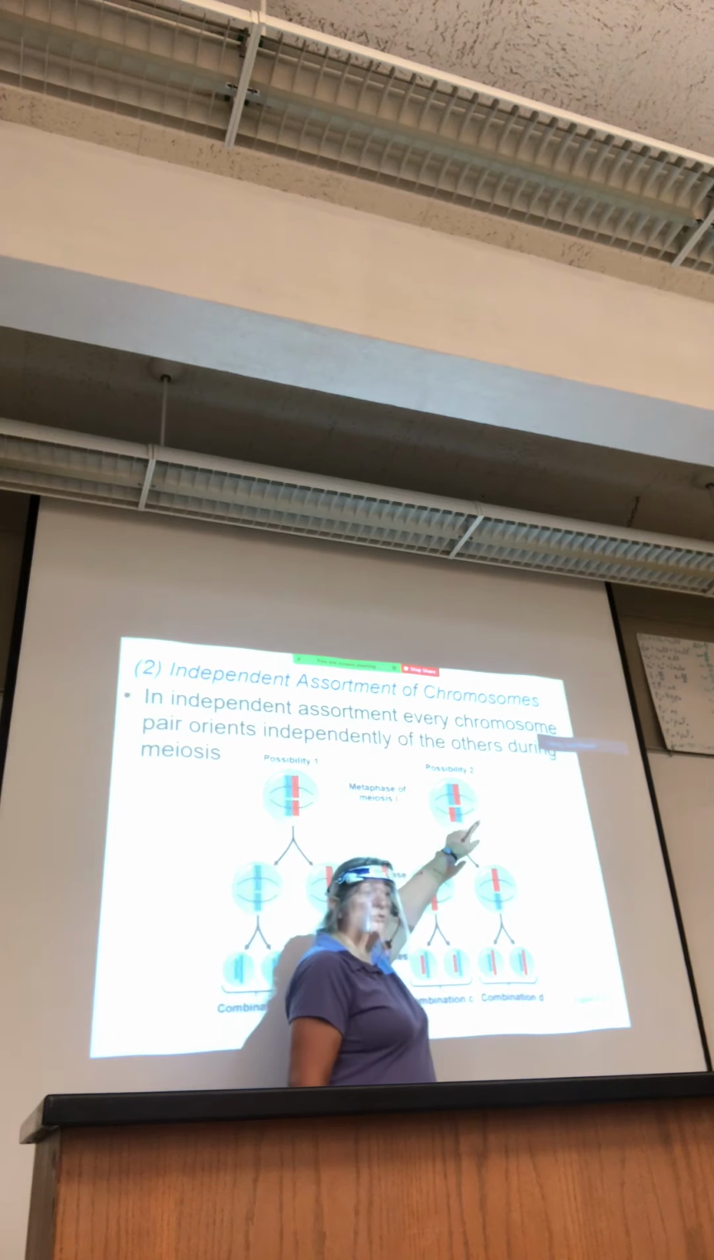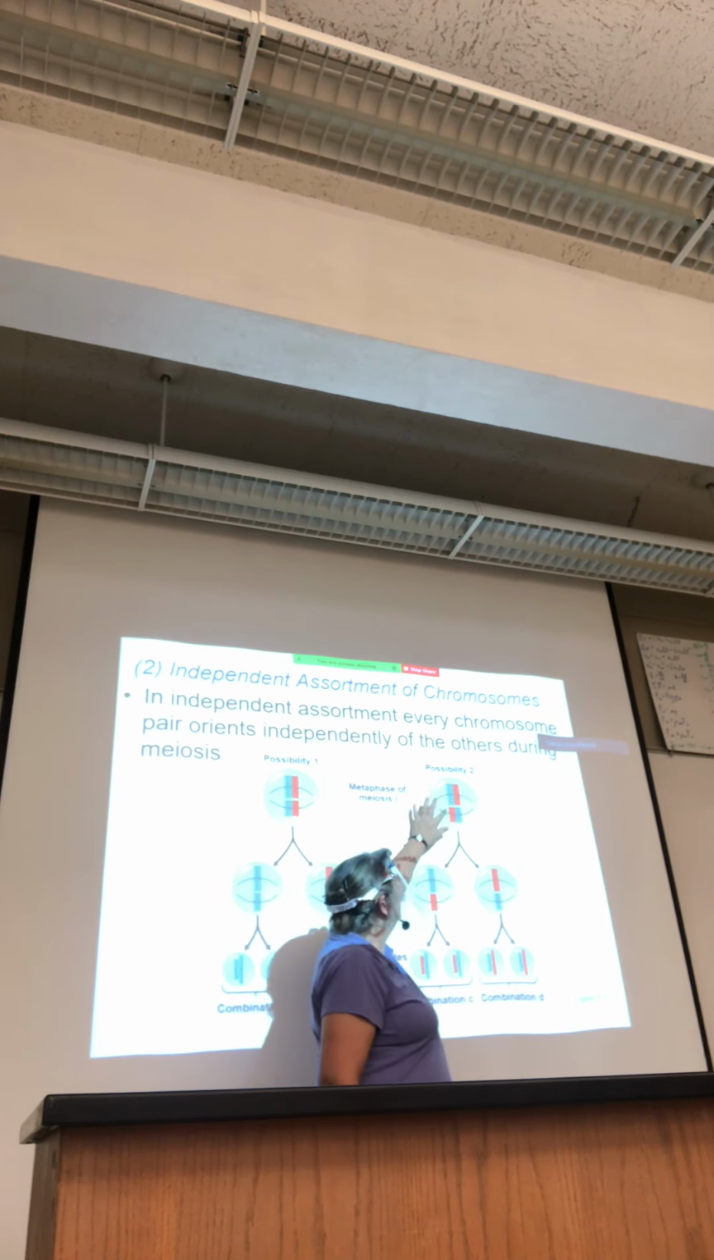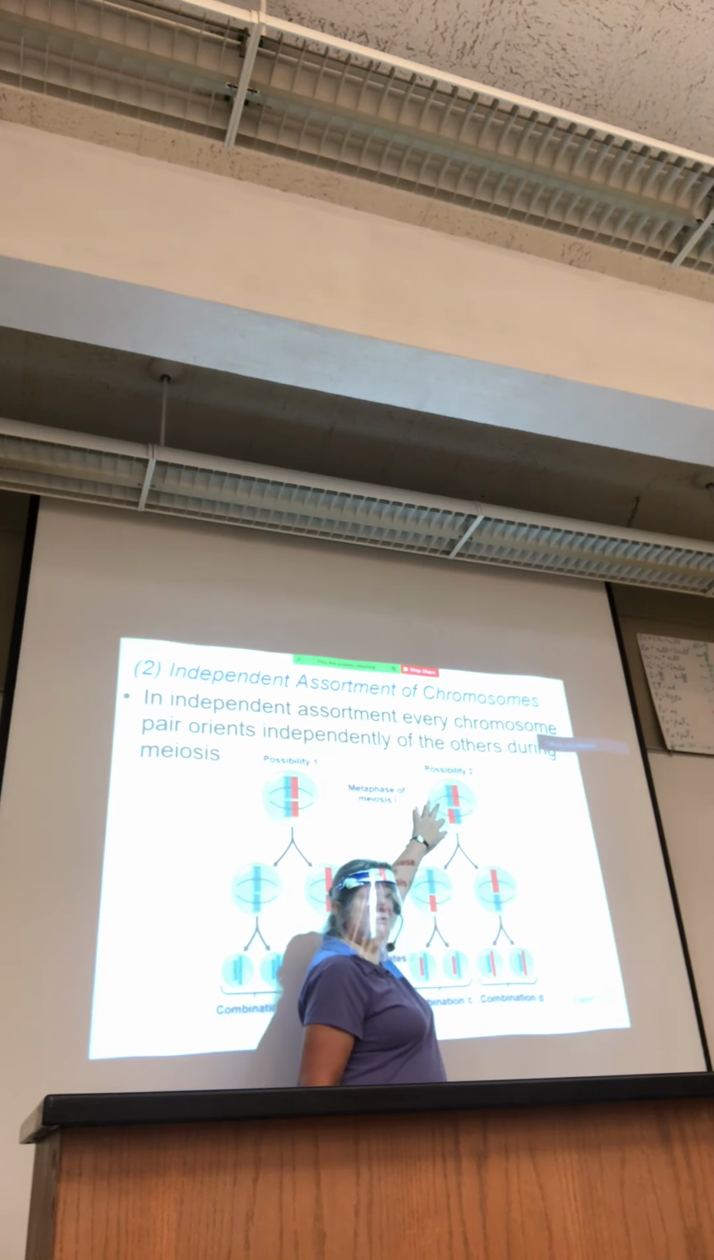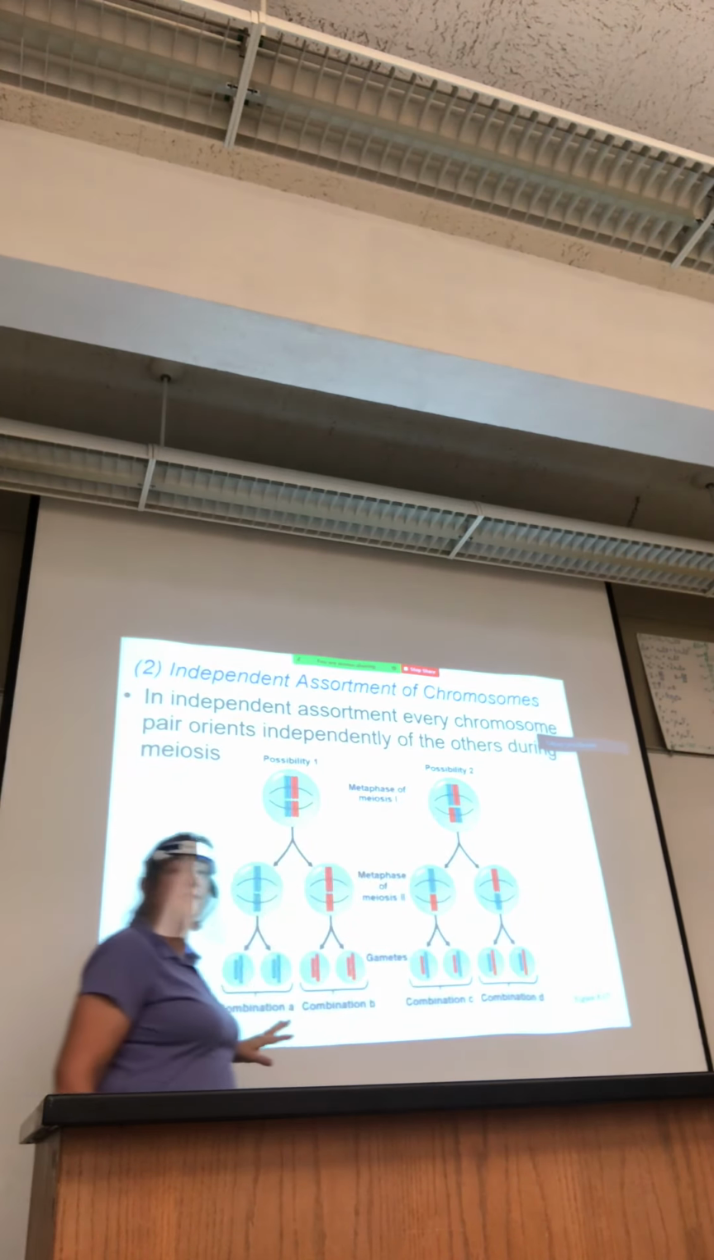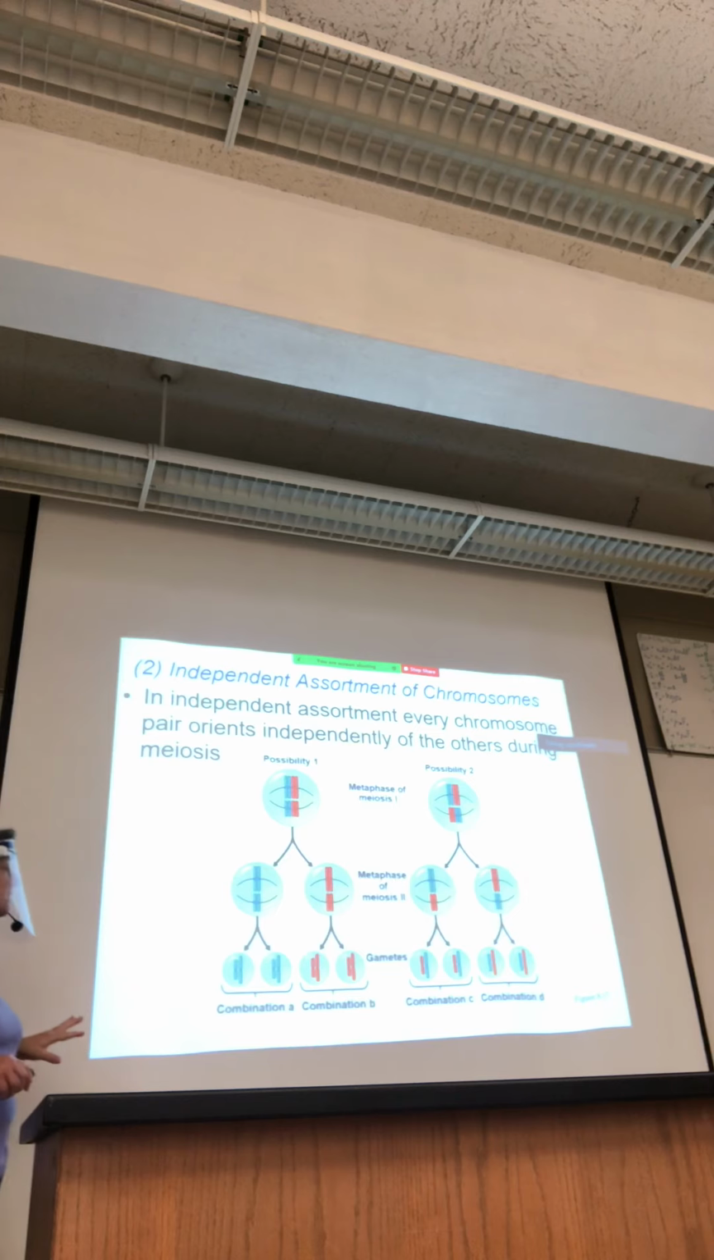Possibility number 2, when you have 2 pairs of chromosomes, is number 1 from the father and number 2 from the mother are on the same side. That's a little hard to see when you only have 2 pairs of chromosomes, but you end up with 4 different possible gametes, basically.